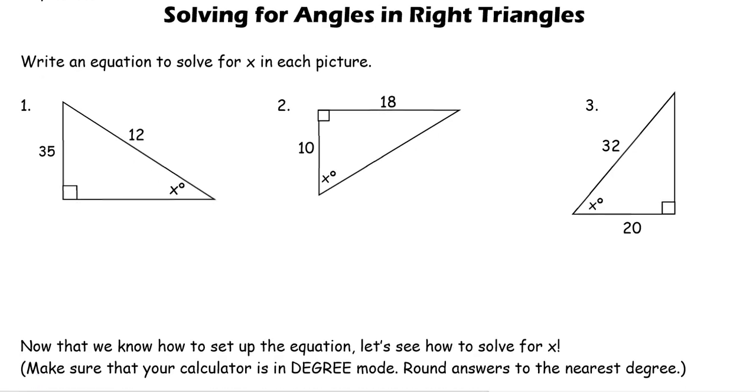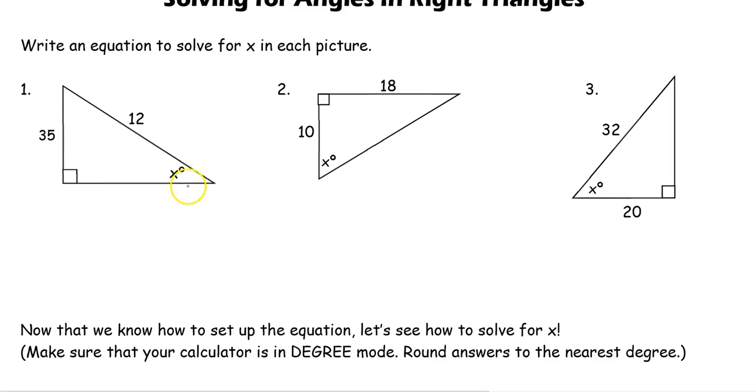So as I look at our first setup, we have our angle. This is our reference angle. That's what we're trying to solve for. The 35 is given to us. That is opposite the angle. Opposite the 90 is the 12, which is going to make this the hypotenuse.